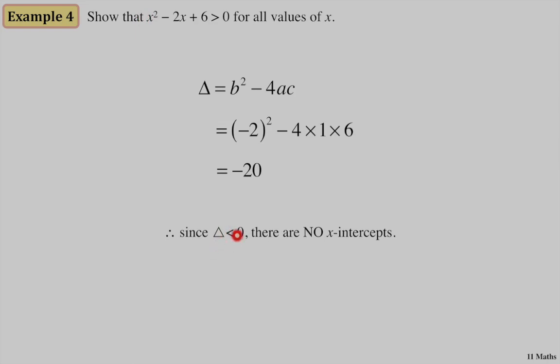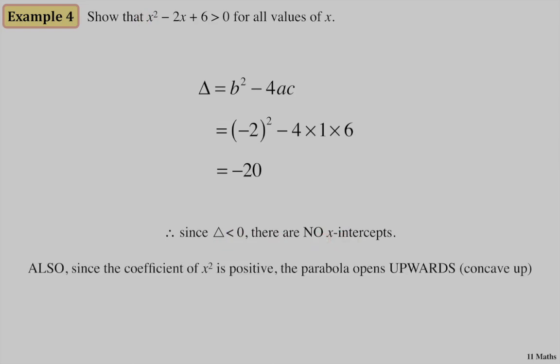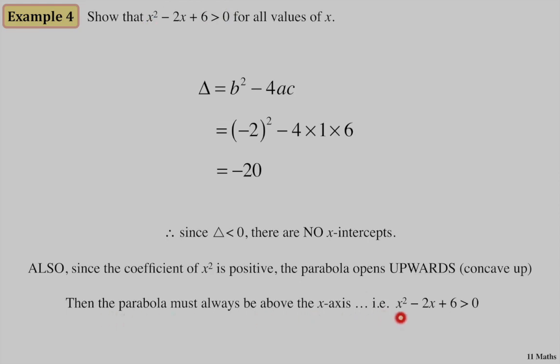So because the discriminant's negative, we know there's no x-intercepts. Because the number in front of x squared is the number 1, which is positive, then the parabola must open upwards. It's called concave up, which means that x squared take 2x plus 6 is greater than 0 for all values of x, because that statement means show the parabola is always above the x-axis. So the parabola must always be above the x-axis. If it's opening upwards and doesn't come in contact with the x-axis, there's our solution.